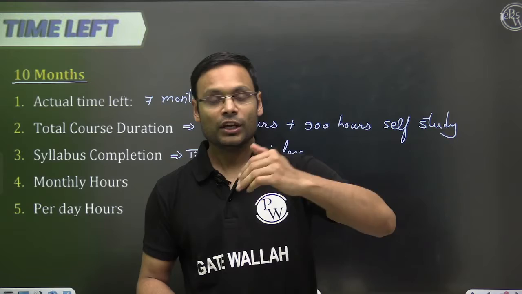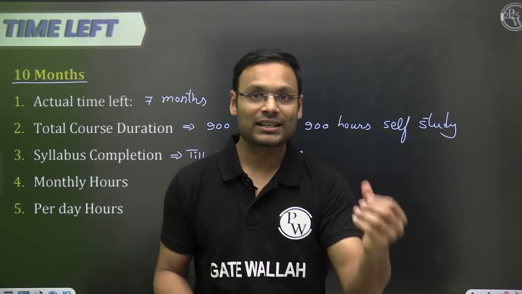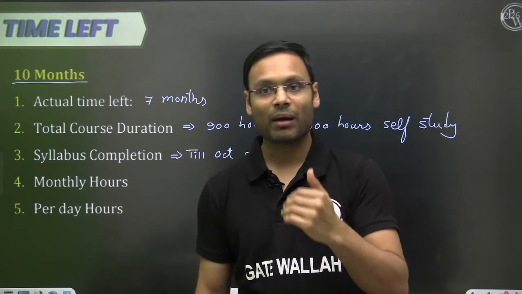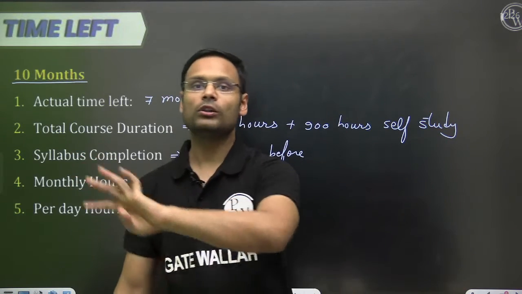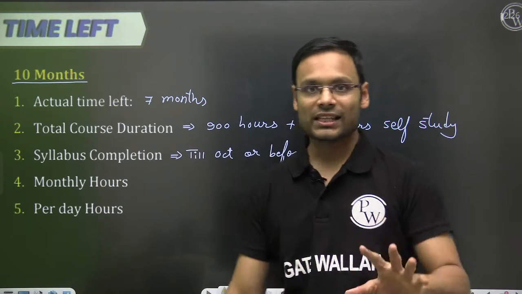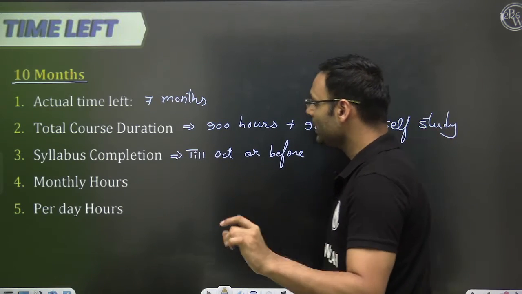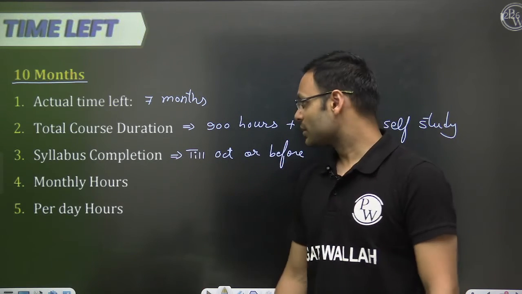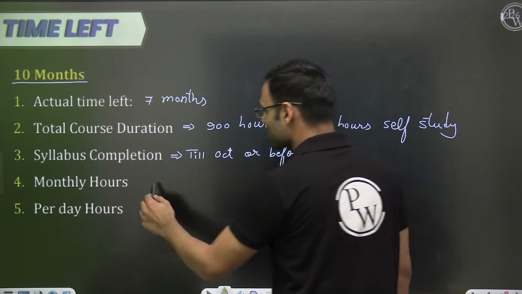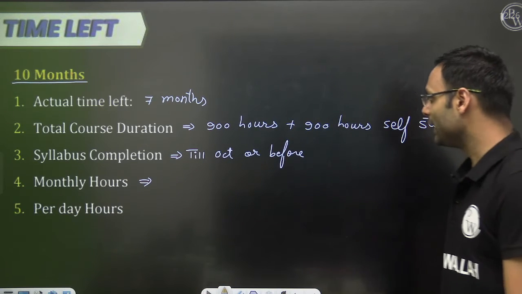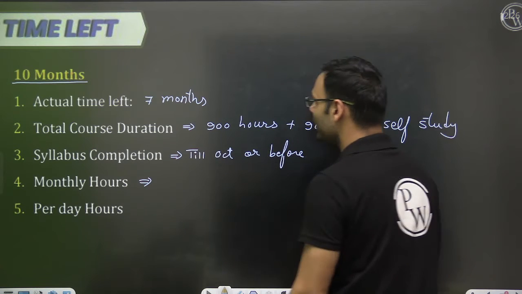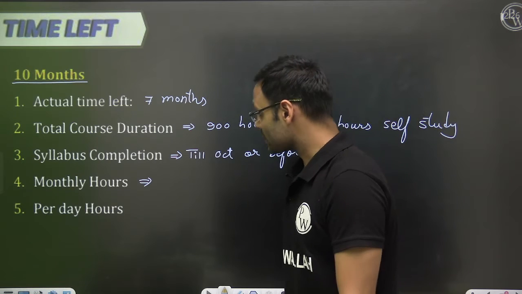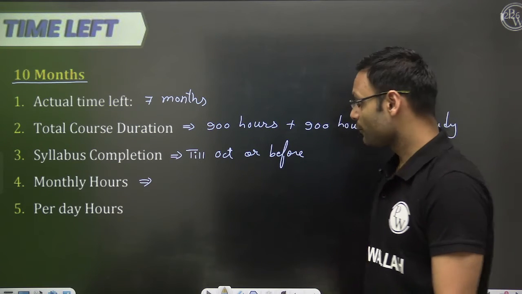By writing the tests, when you commit a lot of mistakes, when you understand these are the problems in my preparation, you can easily solve them in the last 4 months. So I'll say 3 to 4 months you should definitely have after you finish the syllabus. Okay, monthly hours. How many hours will you have to spend to finish your syllabus by October in the next 5.5 months or 6 months for the 900 hours course? So, for the 900 hours course for learning itself.